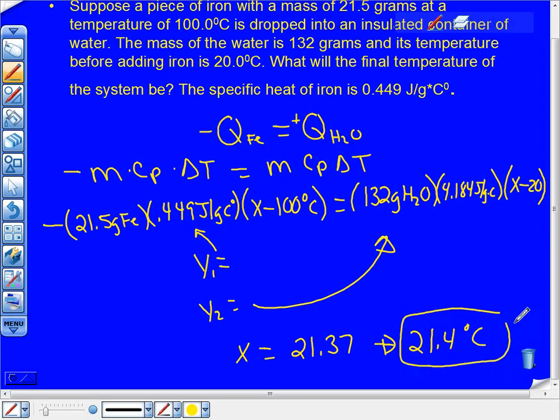So if you need help with the y-intercept, please let me know. And that's all of the specific heat problems, with this one being the most challenging. So please come see me if you need some help.